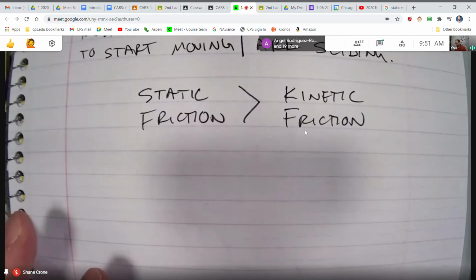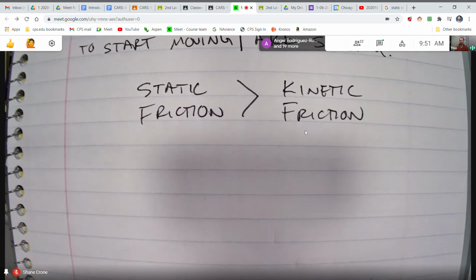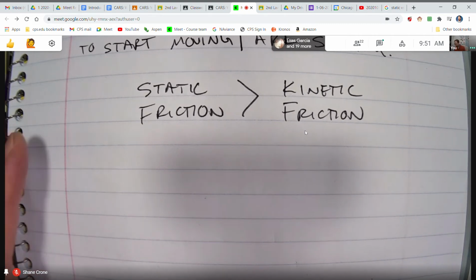So let me draw a picture for you. Just so you understand, the reason I'm pausing is that if I don't look at my camera, the sound quality is bad. So I'm going to be quiet for a second while I draw the picture, and you should be drawing the picture too.